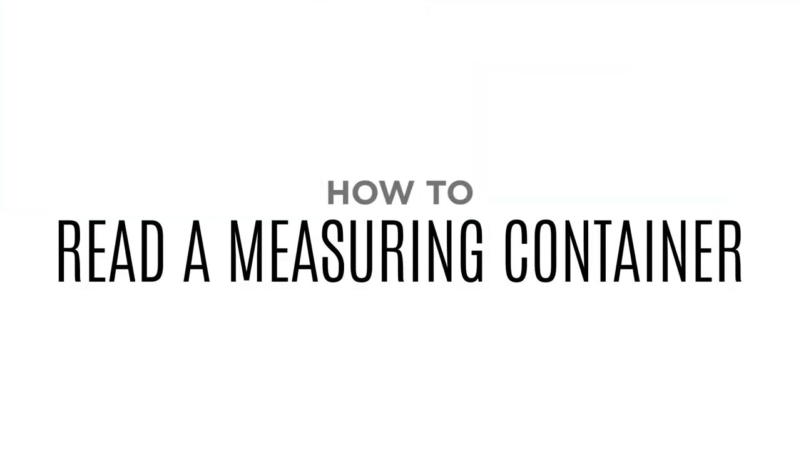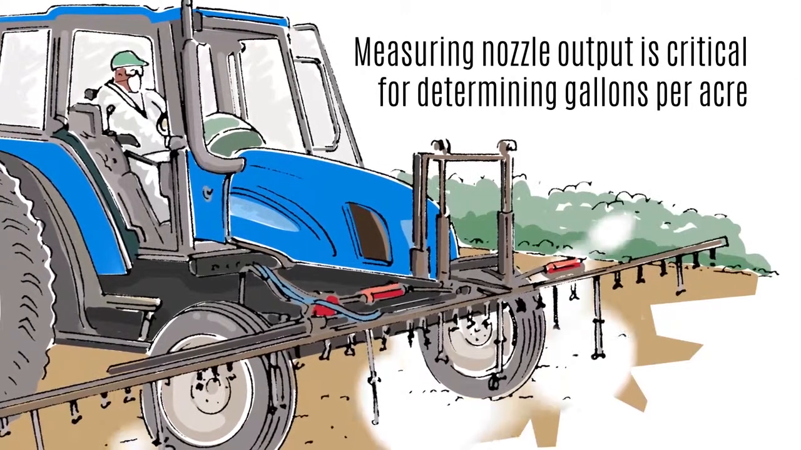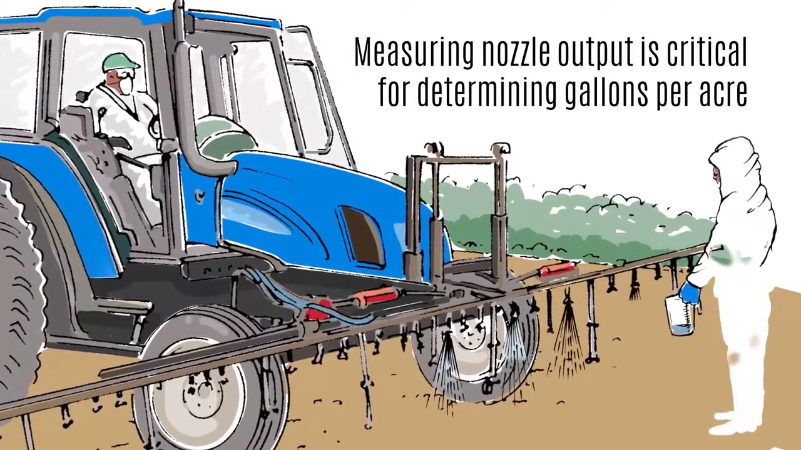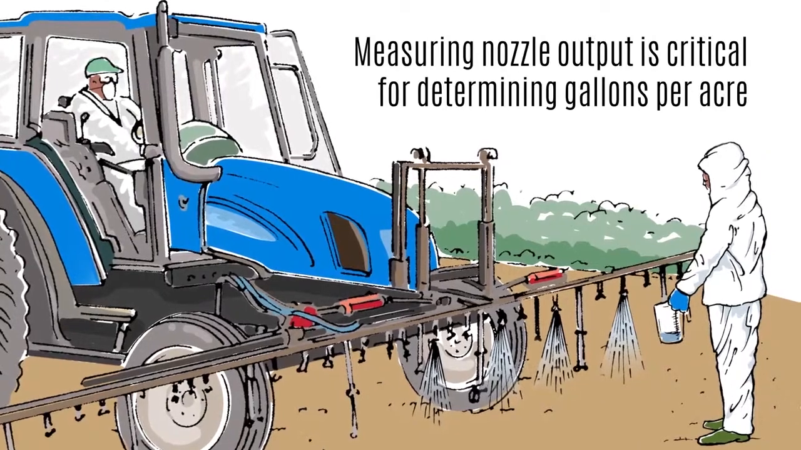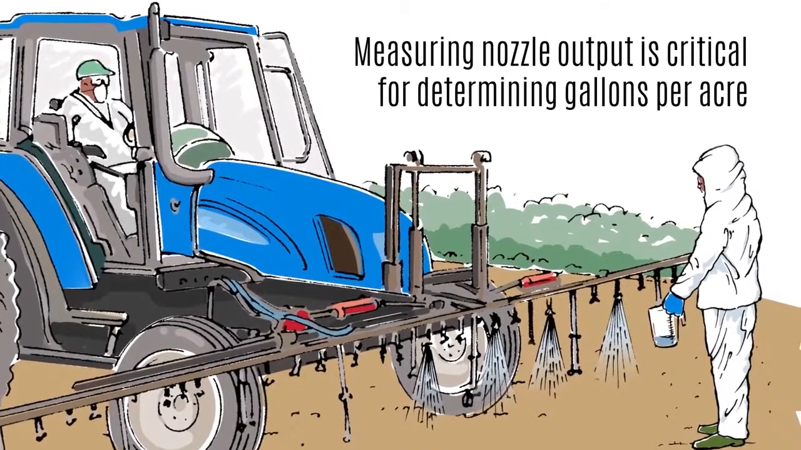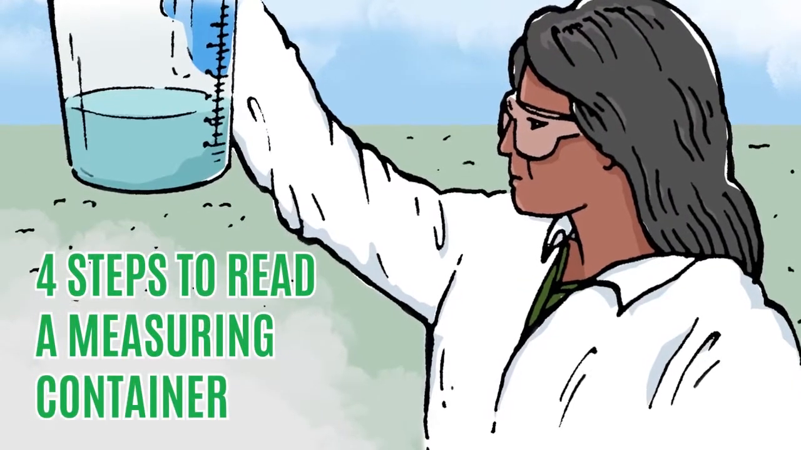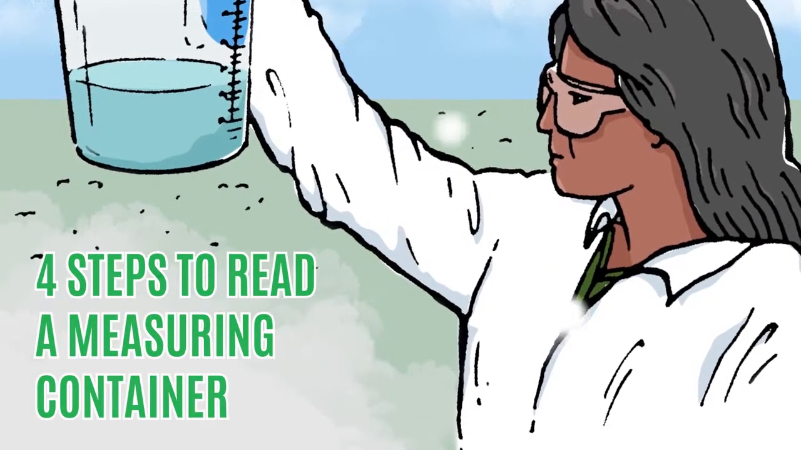In this video, we will learn to read how much liquid is inside a measuring container. For the boom sprayer calibration process, capturing and measuring nozzle output, the amount of liquid emitted by the nozzle of a boom sprayer, is a necessary step in calculating the gallons of product you apply per acre. The following steps explain how to properly read a measuring container.